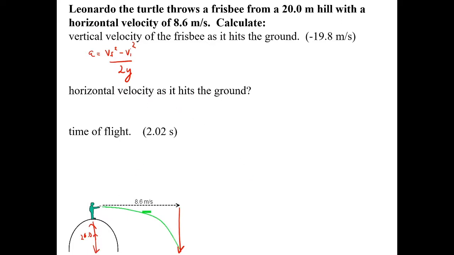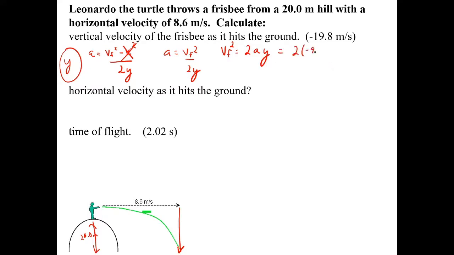Now, in the y direction, we threw the Frisbee at 8.6, straight horizontal. We're only looking in the y direction. It had no initial y velocity. So this is going to make our life a lot easier. So let's see what we got here. Acceleration is v final squared over 2y. So if we move that up, v final squared is 2ay. Now it's pretty easy. Just multiply both sides by 2y there.